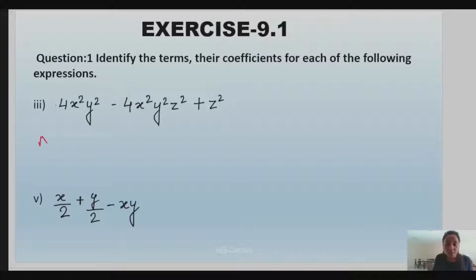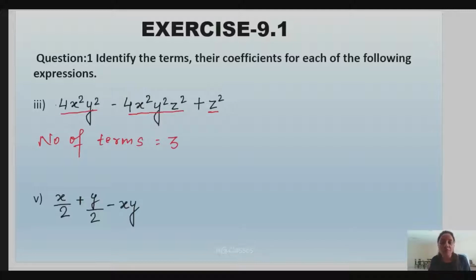So number of terms is equal to... how will we count the number of terms? Plus and minus signs will separate the terms. So 4x² y² is one term. After that, 4x² y² z² is the second term, and then z² is the third term. So what's the total number of terms? It's 3.